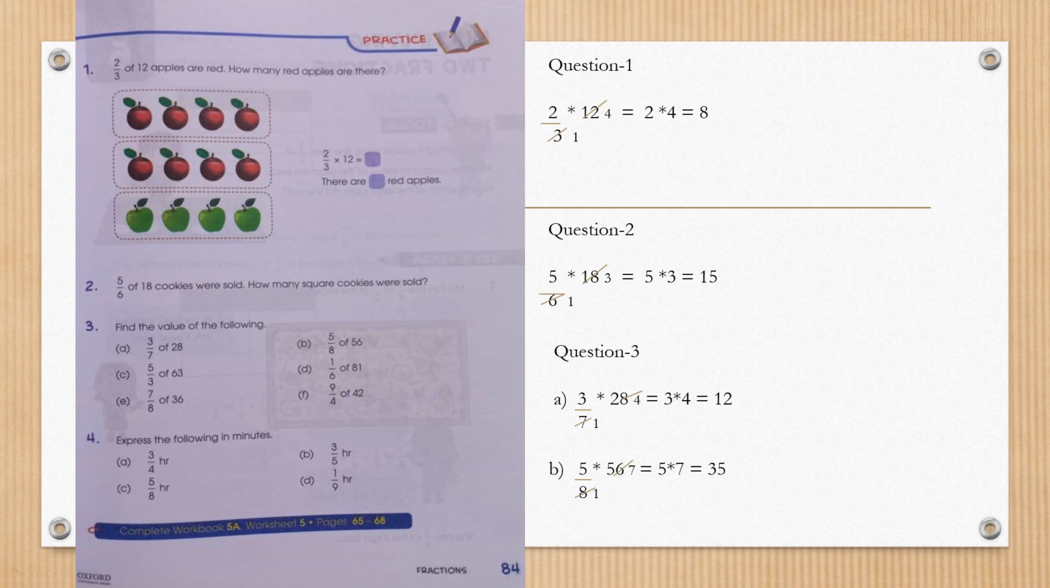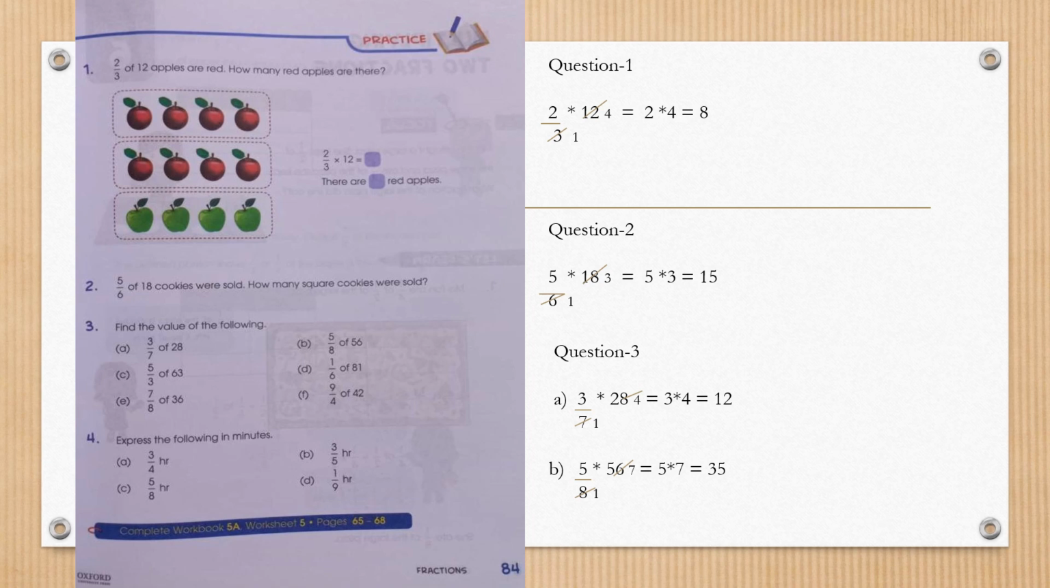Now in question 3, we have to find the value of the different parts. Starting with part A, we have 3/7 of 28. Again, we are going to write it in terms of a multiplication. So we first write it as 3/7 multiplied by 28, and now we are going to cancel out 28 by 7, and we know that 7 into 1 is 7 and 7 into 4 is 28. So we have 3 multiplied by 4, which comes out as 12, and this is our answer.